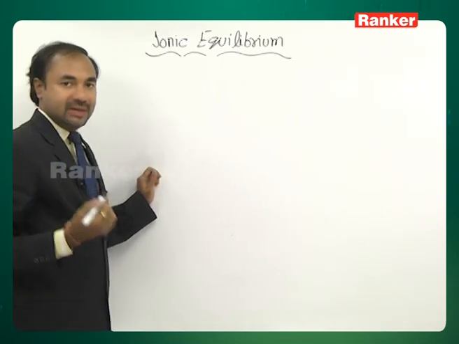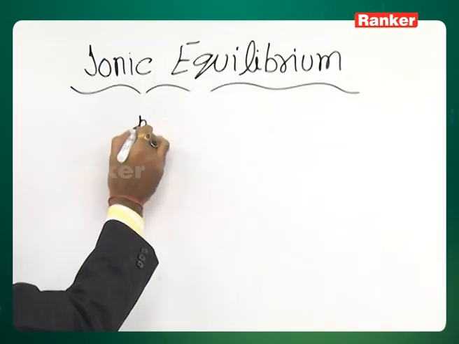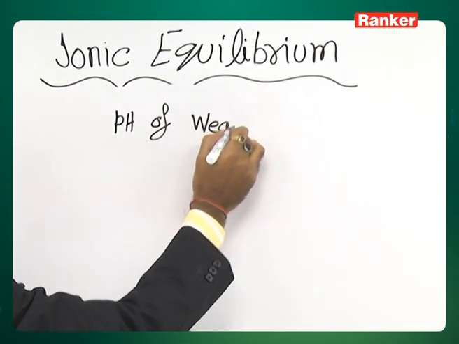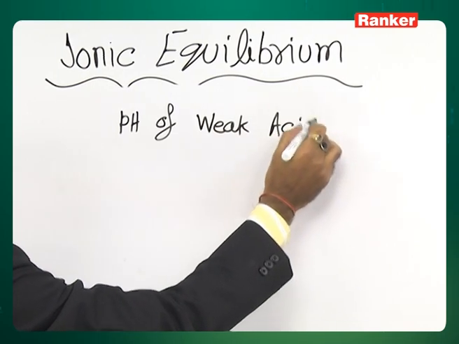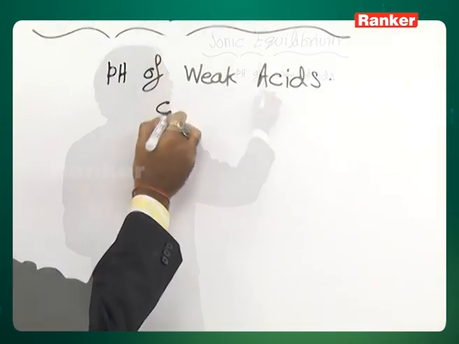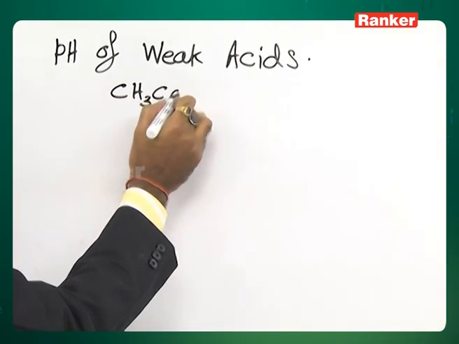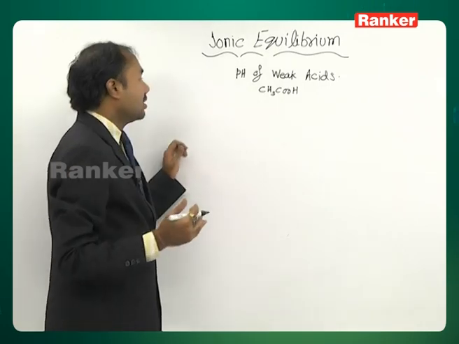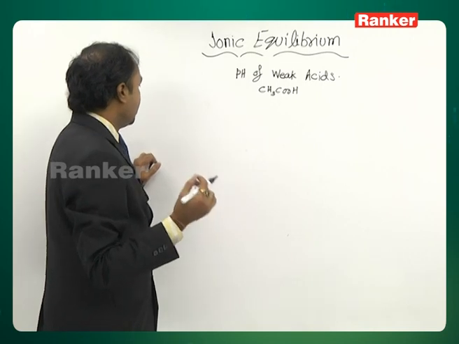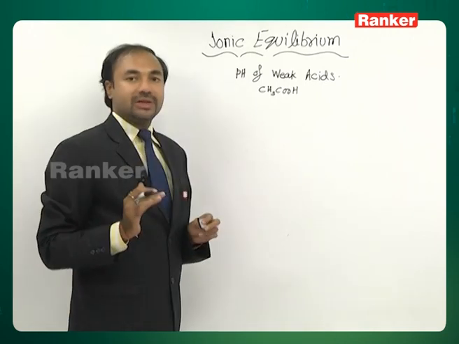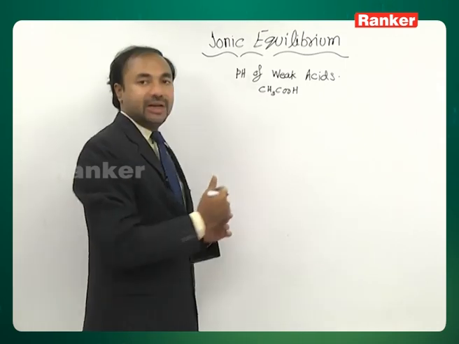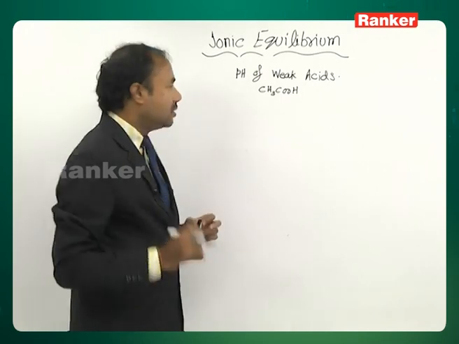Next thing which we are going to discuss here is pH of weak acids. Example, we pick up here acetic acid, that's a standard moderately weak acid, not very weak, not very strong, so moderately weak acid. This one we will discuss here. Weak acids are those acids which do not dissociate completely, and an equilibrium is established between the undissociated acid and the dissociated acid.